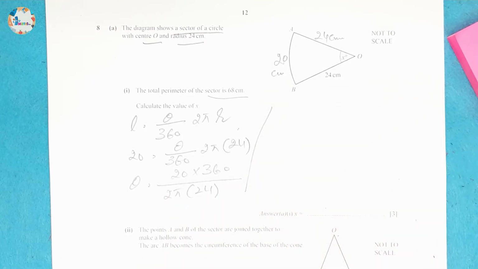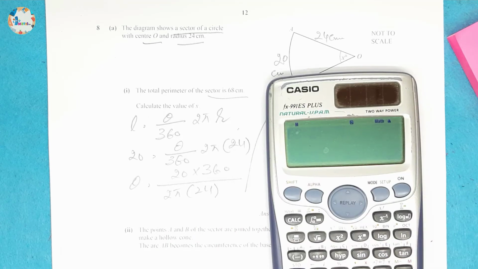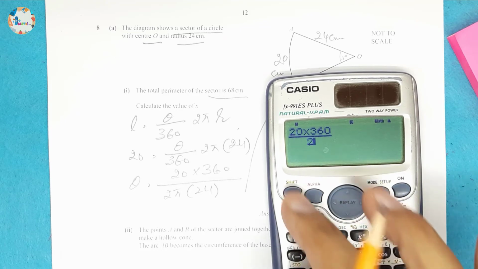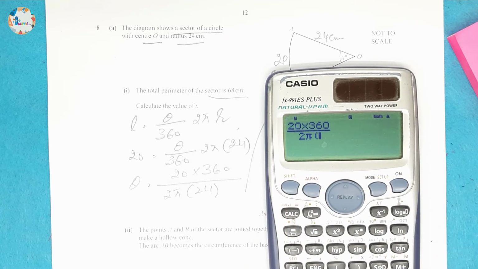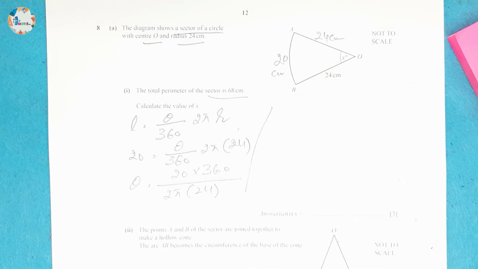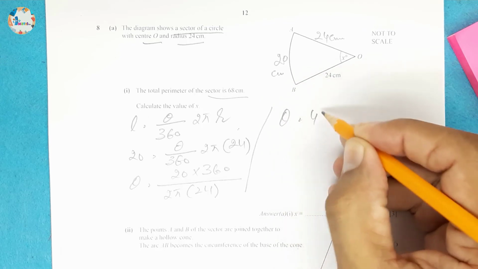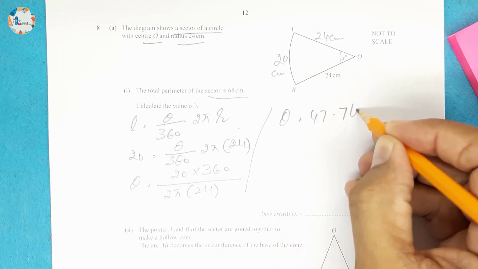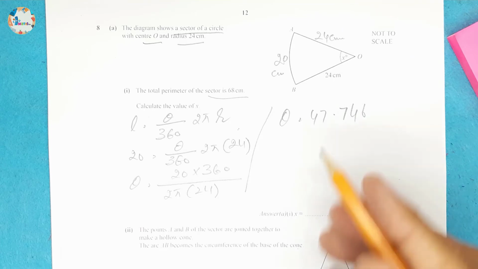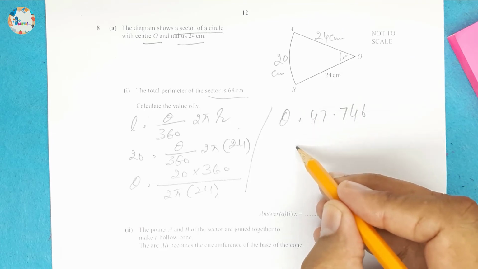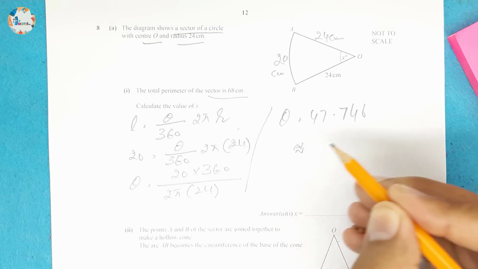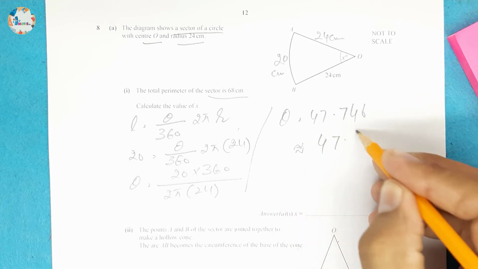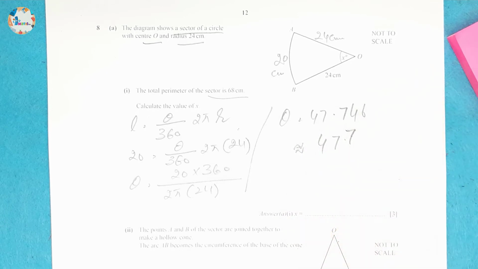And we have to simplify this. To simplify, we take 20 into 360 divided by 2 pi multiplied by 24, and this is 47.7. So theta will be equal to 47.746, and we can provide the answer to 3 significant figures. 47.7 will be our answer, 47.7 degrees basically.